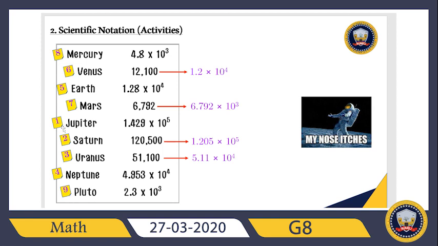So the order of planets is number 1 Jupiter, then Saturn, then Uranus, then Neptune, then Earth. The Earth is the fifth. 6 is Venus, and 7 is Mars, 8 is Mercury, and 9 is Pluto, which is the smallest one.